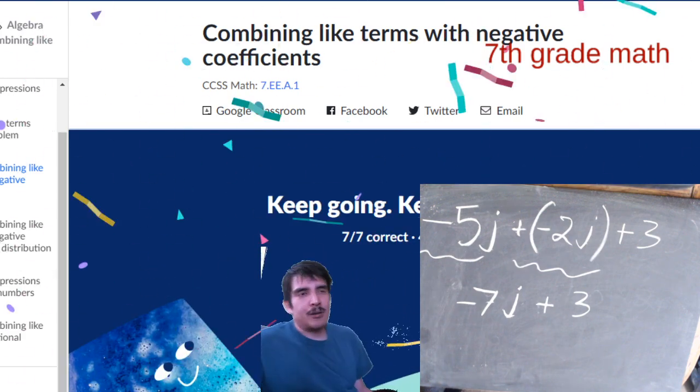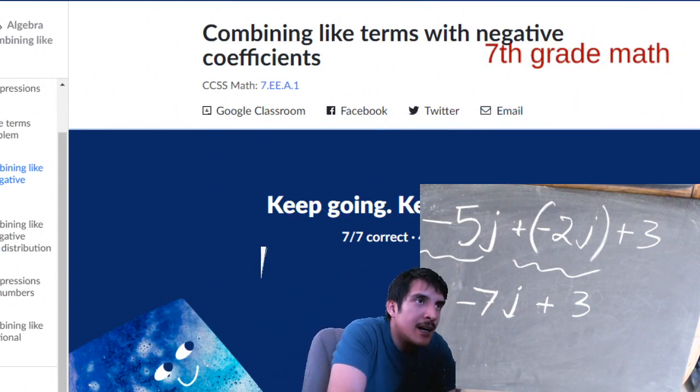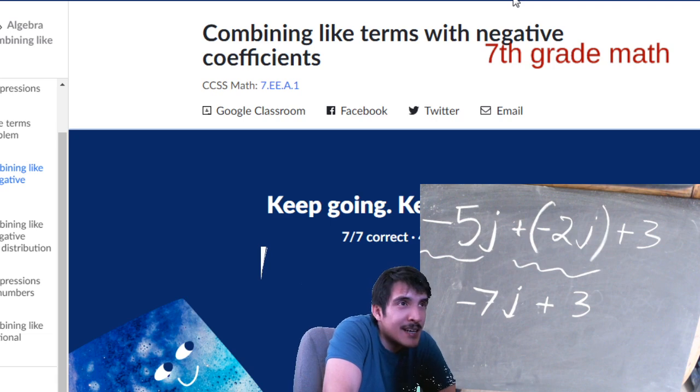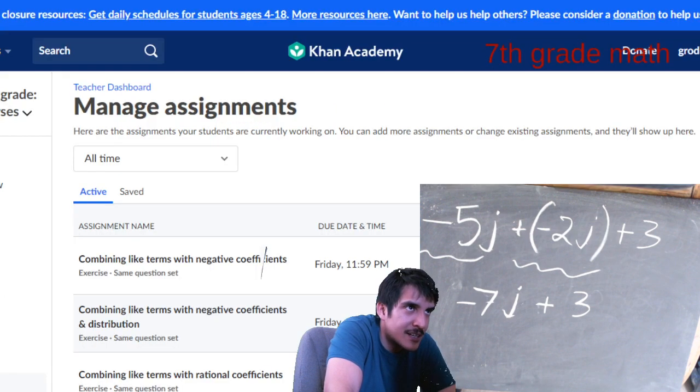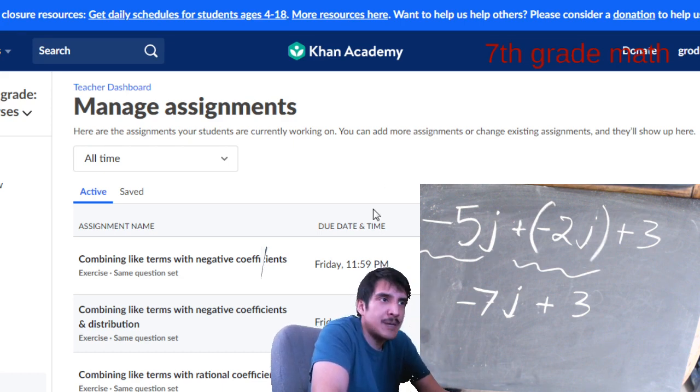Keep going, keep growing. I agree with Khan Academy, all right? So that's combining like terms with negatives. We should already know this. We've been doing it for a long time. In fact, we've been solving equations, so this shouldn't be a problem for us.